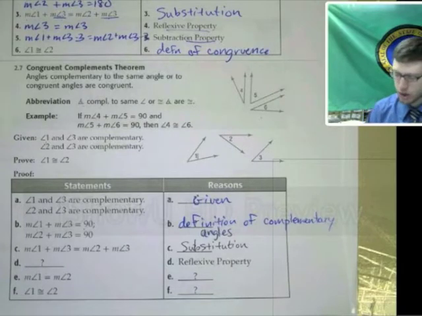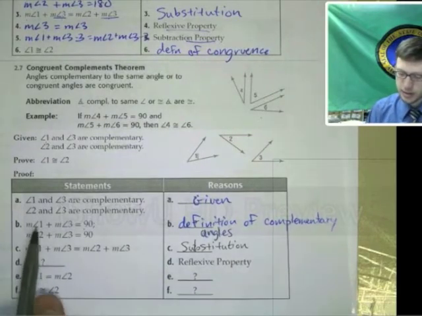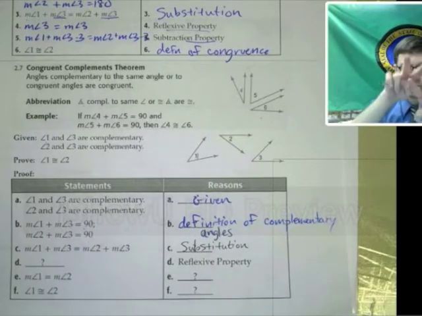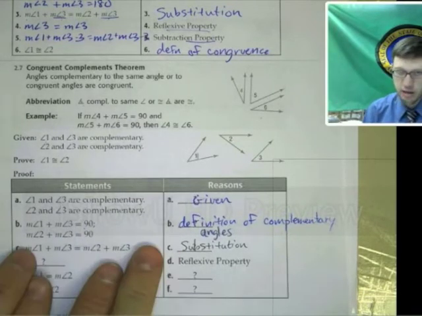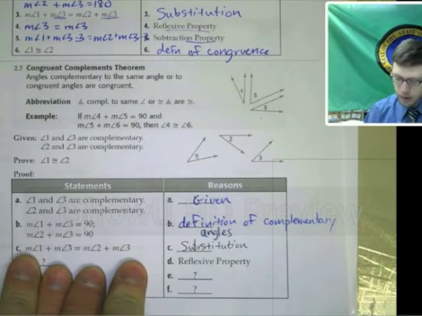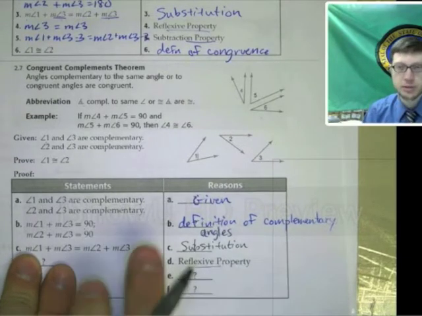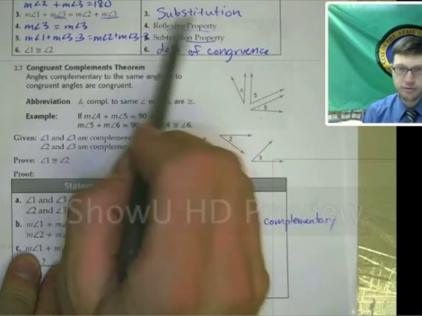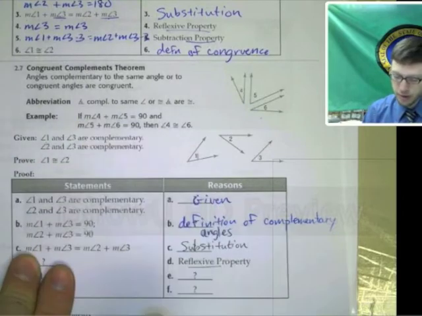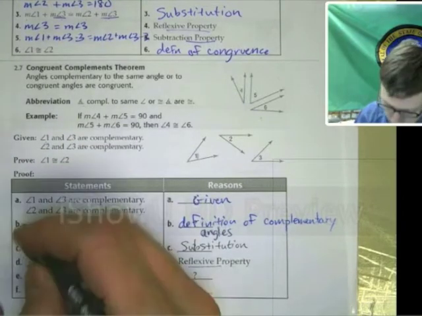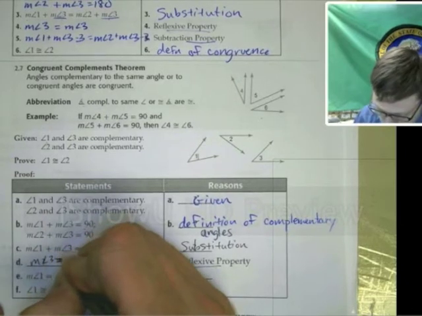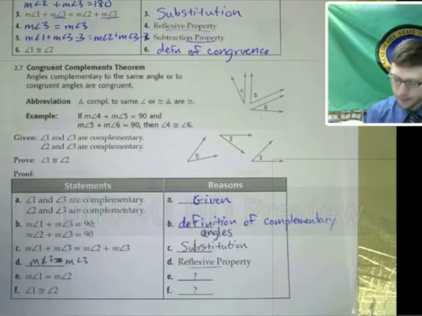Keep that in mind. Okay, since 1 and 3 equal 90, 2 and 3 equal 90, let's just substitute, take the 2 down, and now we have 1 plus 3 is 2 plus 3, measure of angles. Again, the reflexive property comes up. From before, the reflexive property came up to say measure of angle 3 equals the measure of angle 3. Ha! Here it is again. The measure of angle 3 equals the measure of angle 3.